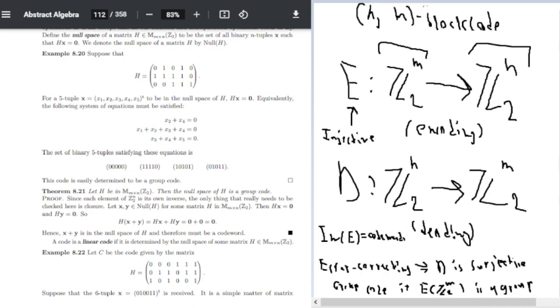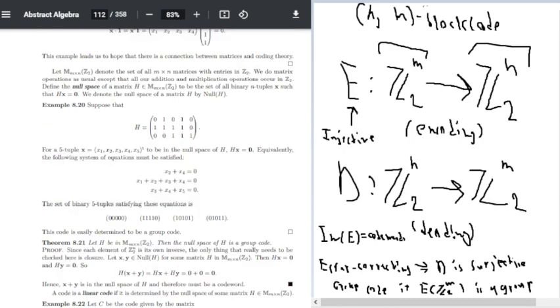This code is easily determined to be a group code, since adding any two numbers in this null space gets us another member of the null space.